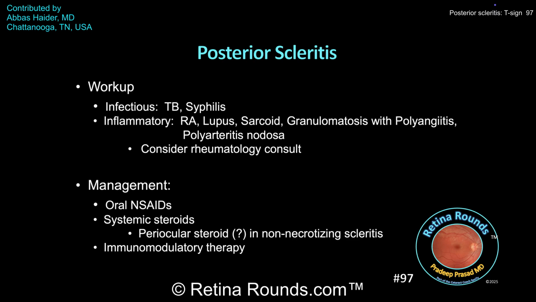And while there are reports of periocular steroids being beneficial in patients with scleritis, these should generally be avoided in cases of necrotizing scleritis, and that can be really difficult or not possible to ascertain in cases of posterior scleritis. And lastly, steroid-sparing immunomodulatory therapy may be necessary in cases of either chronic or recurrent posterior scleritis.